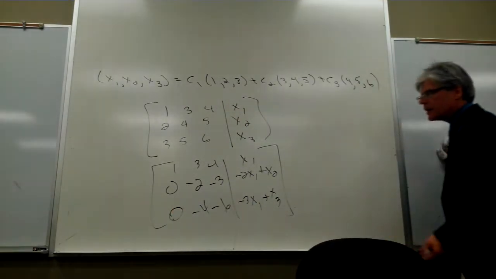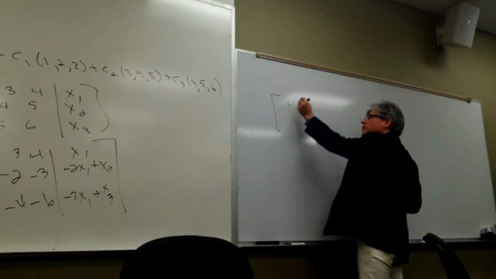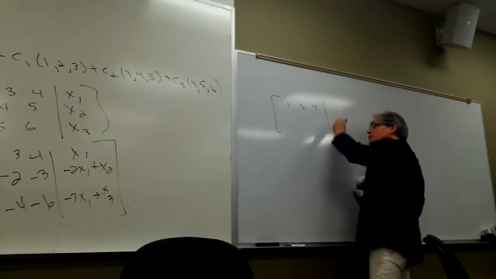So everybody, moving on in the second column, we want to force that entry along the main diagonal to be a positive 1. What do I do?